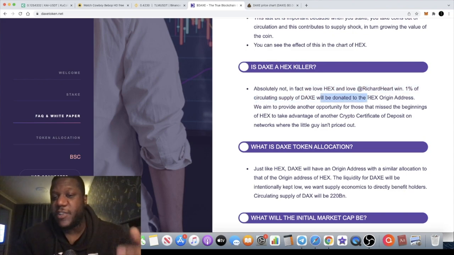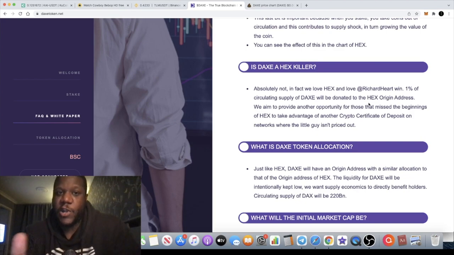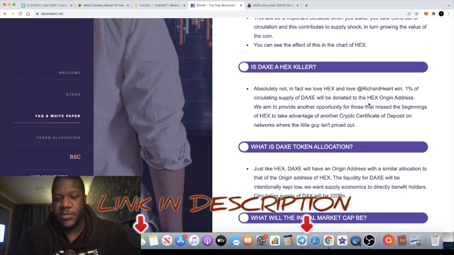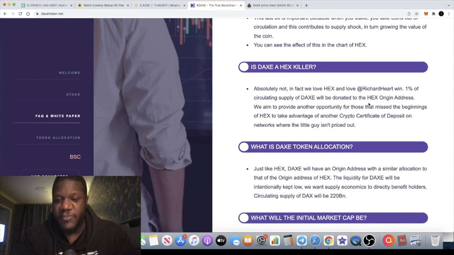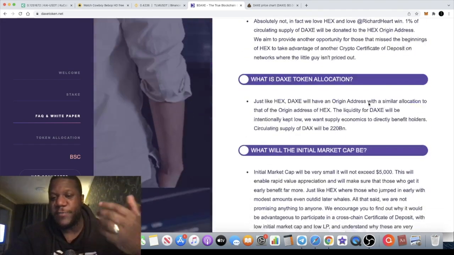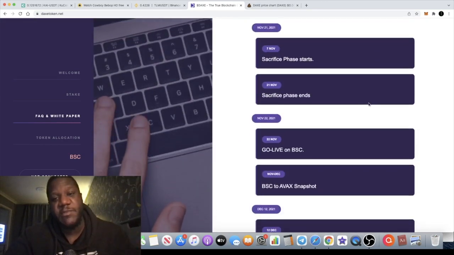So 1% of the circulating supply of DAX will actually be donated to the HEX origin address. Okay, guys, there are pros and cons to that. Some of the pros are the fact that those that are watching the origin address will see DAX pop up in there. And one of the cons to that is we know what happened with Shiba Inu when Vitalik dumped off a load of their tokens or gave a load of them to charity. Obviously, that had a negative effect on the price, but that was only in the short term. So I think this is definitely a good token that you need to keep your eye on.